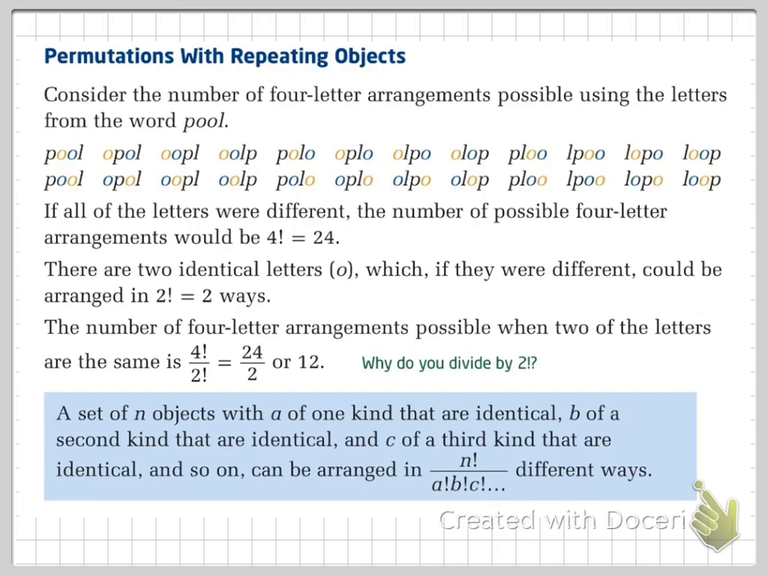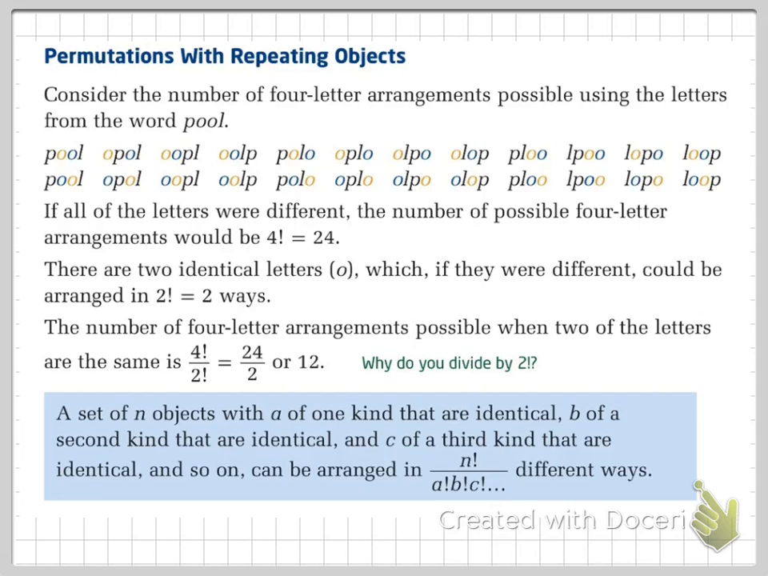There are two identical letters, O, which, if they were different, would be arranged in 2 factorial ways. So the number of four-letter arrangements possible when two of the letters are the same is going to be 4 factorial divided by 2 factorial, which is 24 divided by 2, or 12.